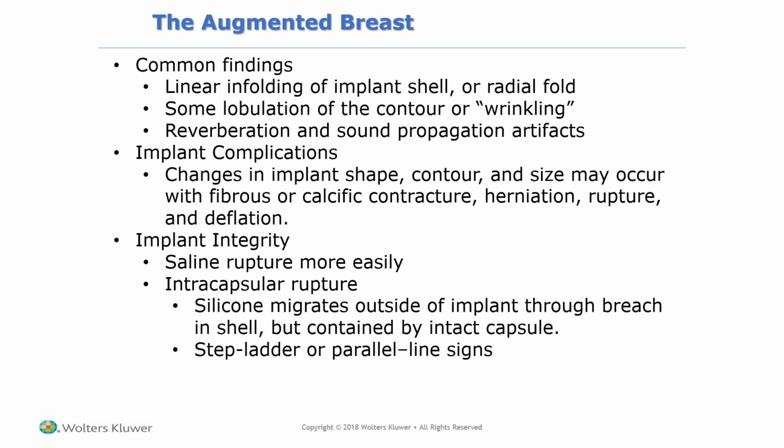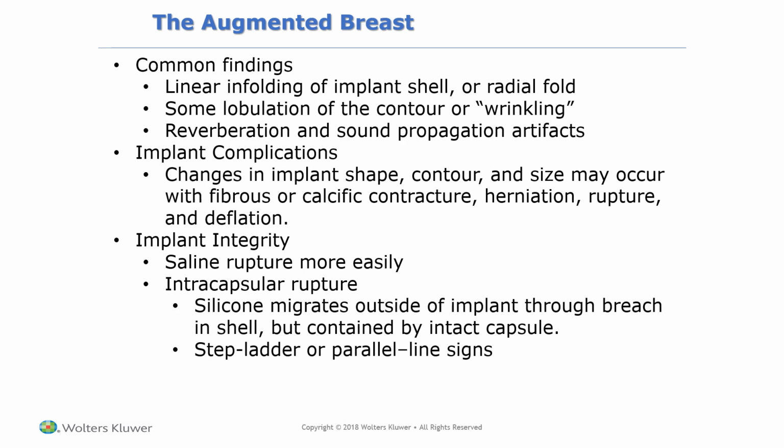There can certainly be implant complications where the implant can change shape, contour, size. It can even have some contracture. It can herniate either through tissue layers of the patient, or it can herniate in the wall itself. It can rupture and deflate. So one of the common things we are going to be looking at is evaluation of the implant integrity. Saline typically ruptures more easily, but fortunately it is not as dangerous to the patient as a silicone rupture, which can make the patient kind of ill.